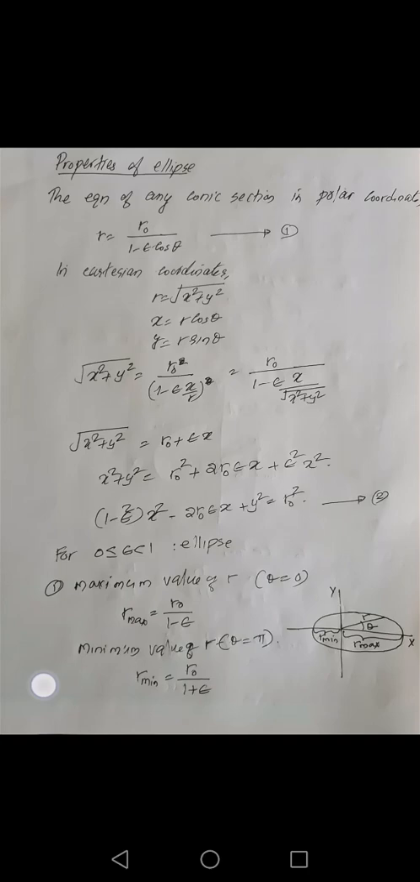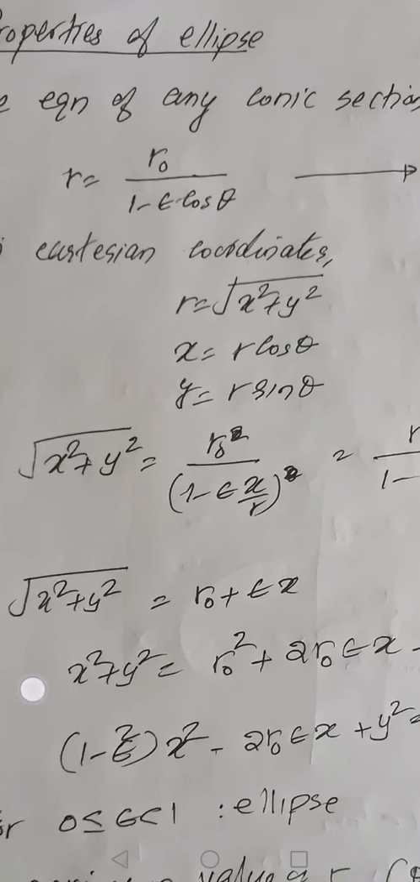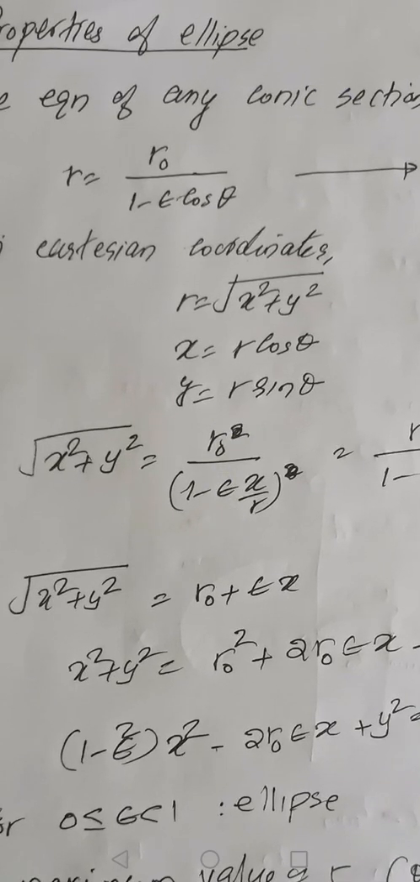Well, let us recollect about the ellipse. The general equation of any conic section in polar coordinates is given by r = r0 / (1 + epsilon cos theta). This is equation 1, where epsilon is called the eccentricity.